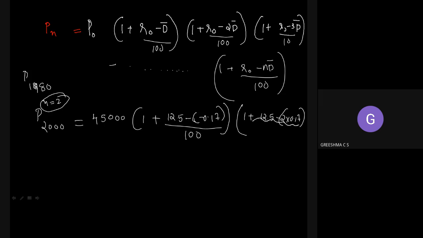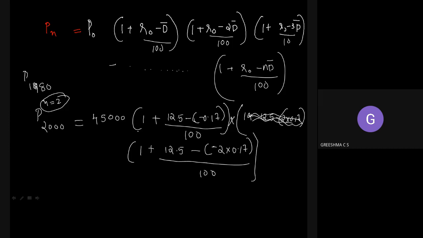Sorry, let me write it. 1 plus 12.5 minus 2 into 0.17, divided by 100. Because our n is equal to 2, we can stop here. We need only 2 terms. Find out the answer.